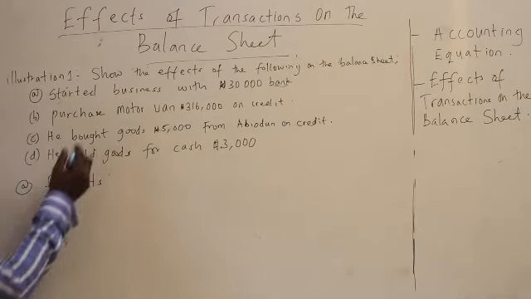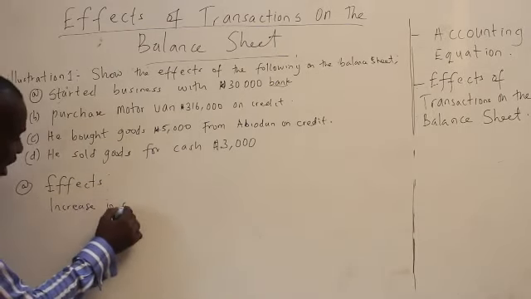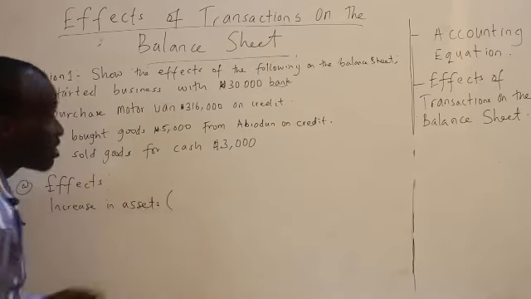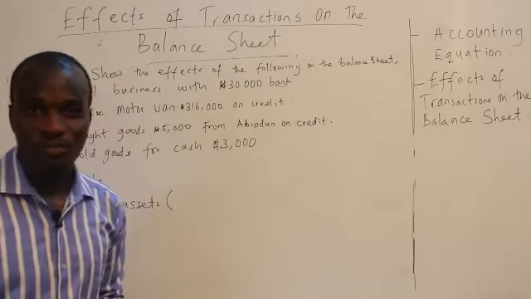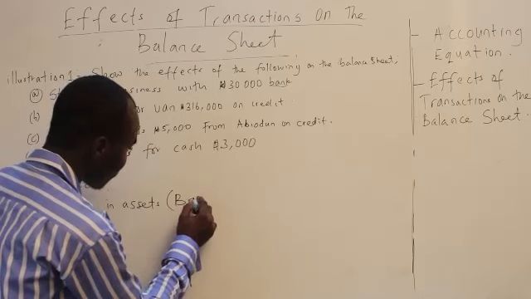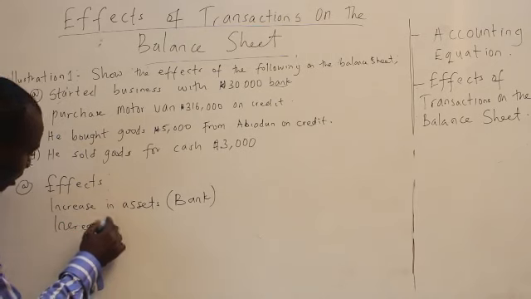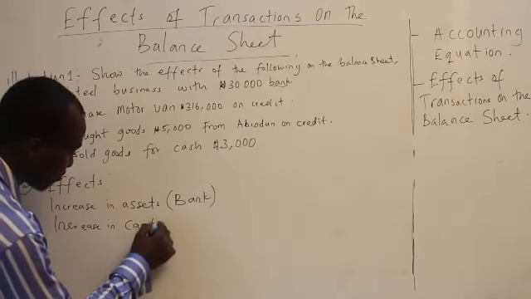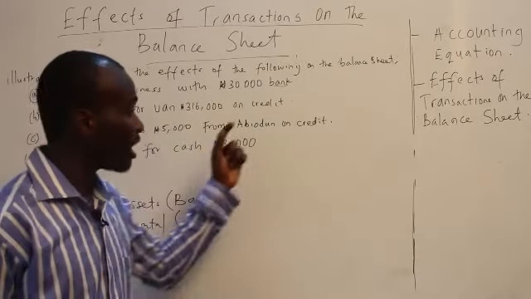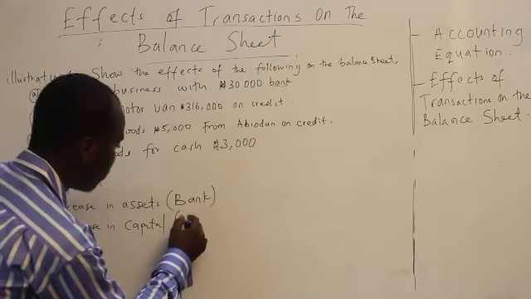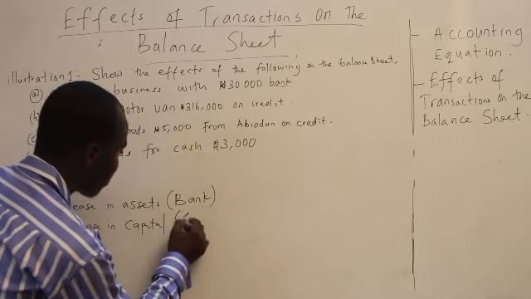So the effect of this transaction will be an increase in assets, which is the bank, because the amount in the bank is the property of the business. But also there will be an increase in capital. That is the amount used in starting a business, the amount introduced by the proprietor.